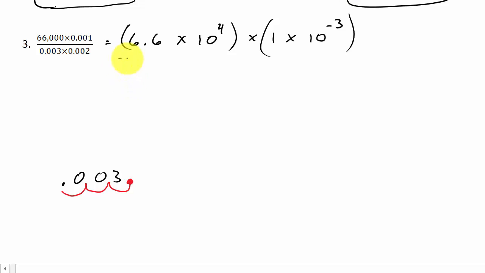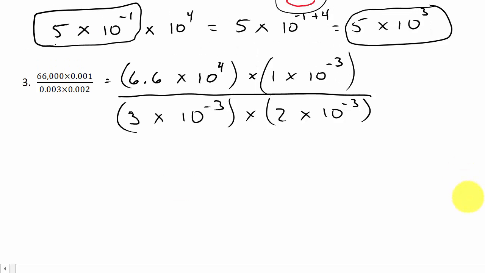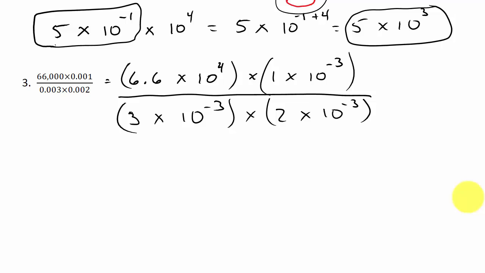And so this is going to be 3 times 10 to the -3. And then you can see here, if we converted the 0.002, that would just be a 2 there, so we would have a 2 times 10 to the -3. So let's look at this, and you know this right here actually doesn't look that bad.